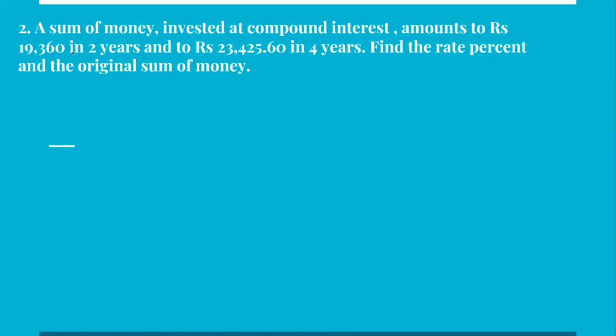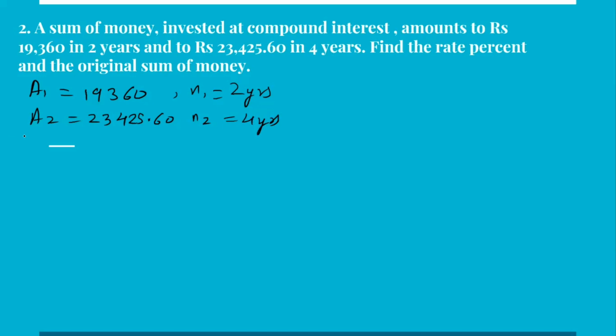So this is your first amount. I'll take A1 as the first amount. A1 is equal to 19,360, wherein N1 is given as 2 years. And for the second amount, you are given the amount as rupees 23,425 and 60 paisa, and the period for the second part is given as 4 years.